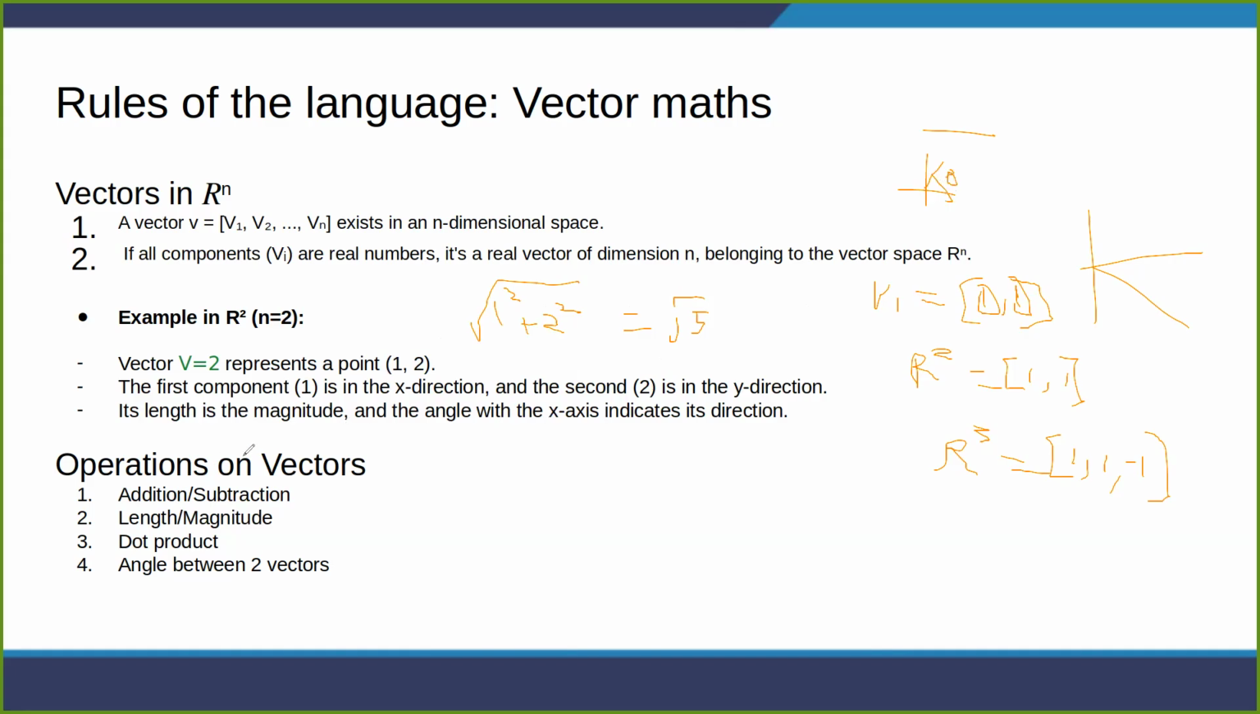Then there are operators on vectors: addition, subtraction, which I told, length and magnitude, which I also explained. Now dot product and angle between two vectors. The angle between two vectors relates to the dot product, but there's some slight difference. So let's see what this is.